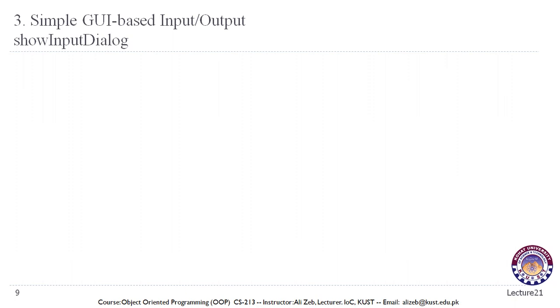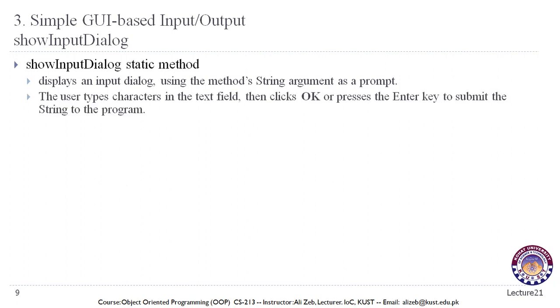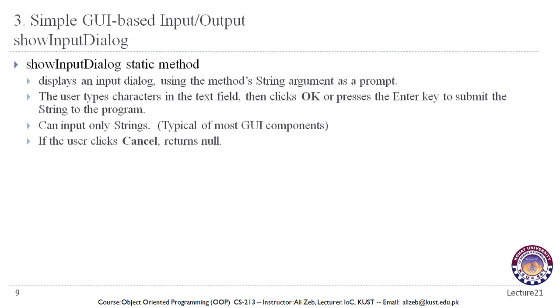The showInputDialog method that we just saw is a static method. It displays an input dialog using the method's string argument as a prompt. The user types characters in the text field, then clicks OK or presses the enter key to submit the string to the program. It can input only strings, and we will need to convert those strings if we are working with numbers into int format or other format that we are working with. And this will be the case with most of the GUI components. If the user clicks cancel, it returns null.